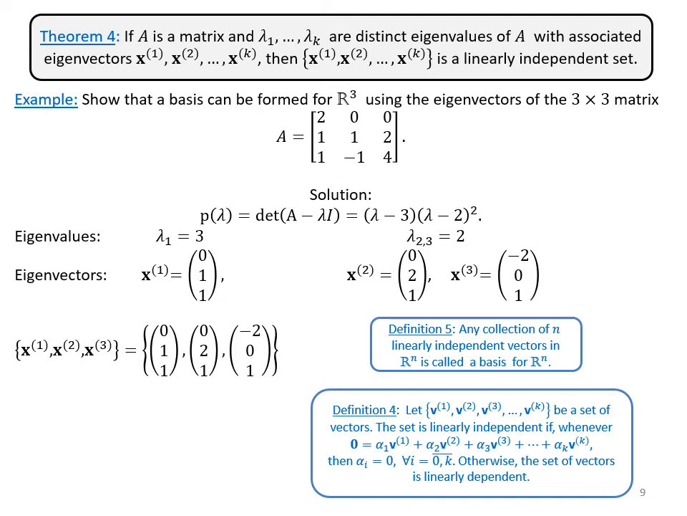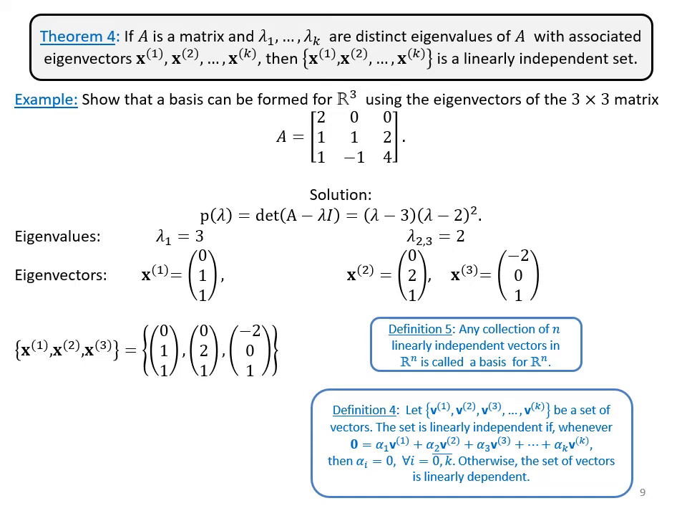This theorem we are going to use when we talk about the power method for approximating eigenvalues. If A is a matrix and lambda 1, lambda k are distinct eigenvalues of matrix A with associated eigenvectors x1, x2, xk, then the set of these eigenvectors is a linearly independent set. The proof of this theorem I leave for you as an exercise, and right now I will solve an example.